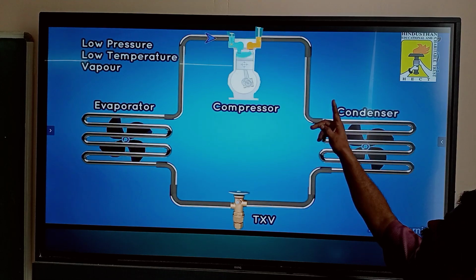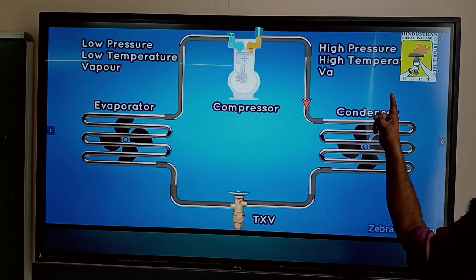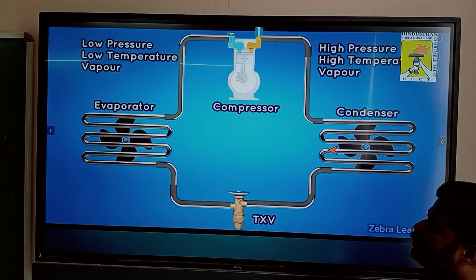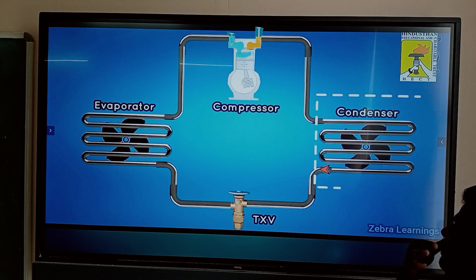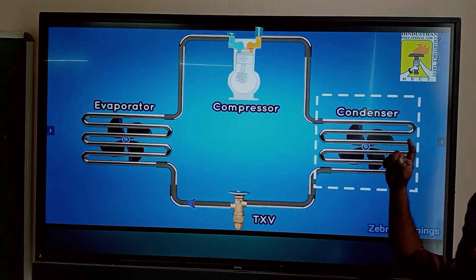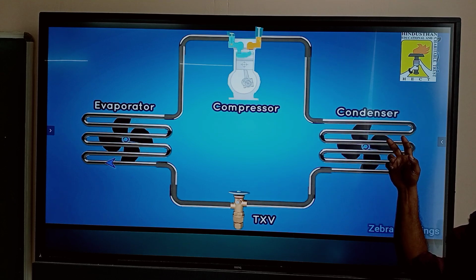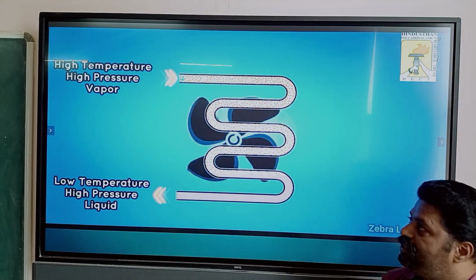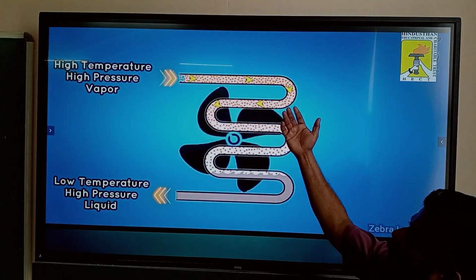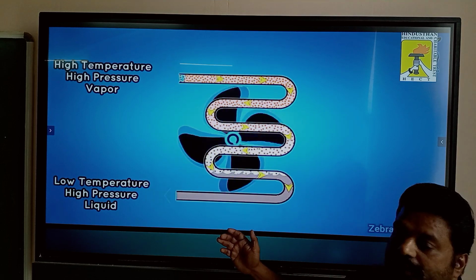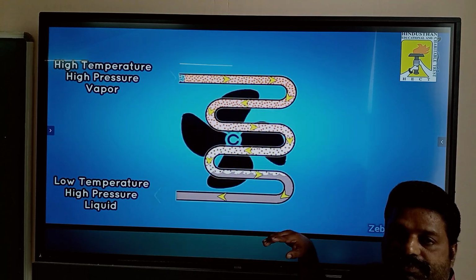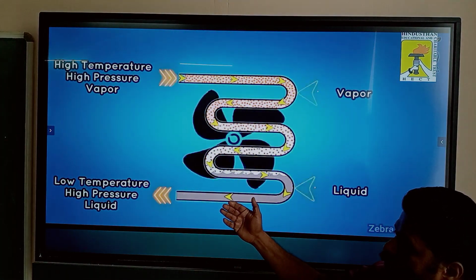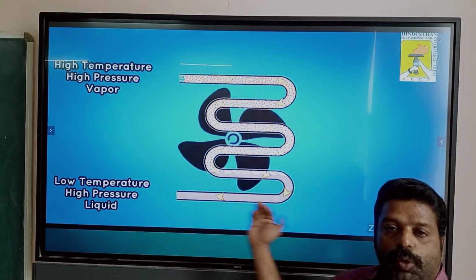It is converted to high pressure, high temperature vapor and passes to the condenser. The high pressure, high temperature vapor enters the condenser, which is one type of heat exchanger. The vapor is converted to liquid because heat is removed from the refrigerant. Low temperature, high pressure liquid comes out.